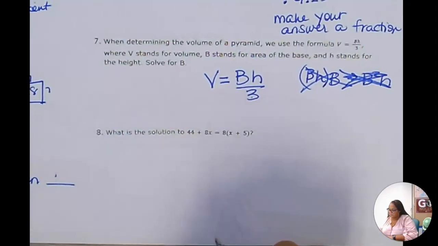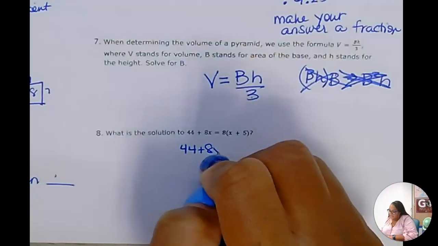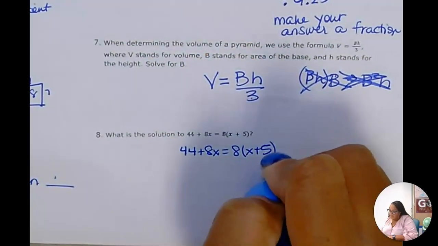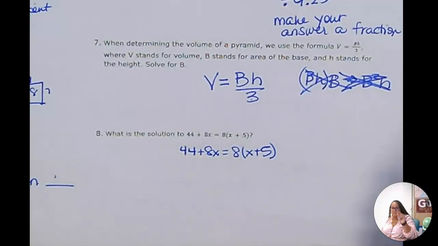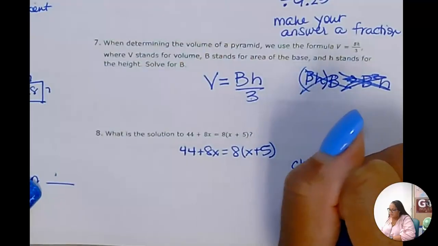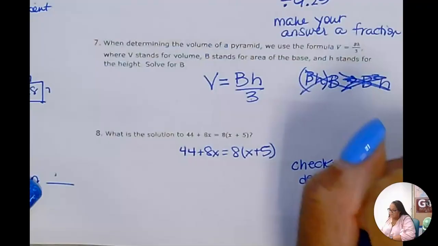Number 8, 44 plus 8x equals 8 times x plus 5. I would put this in Desmos, but if it equals 0, I need to check. Check Desmos answer.